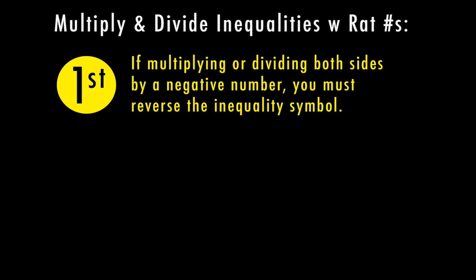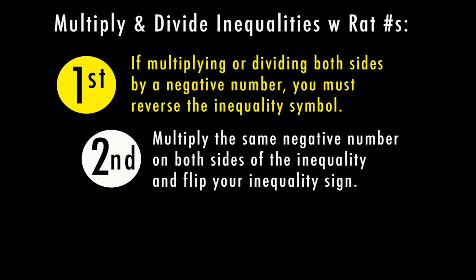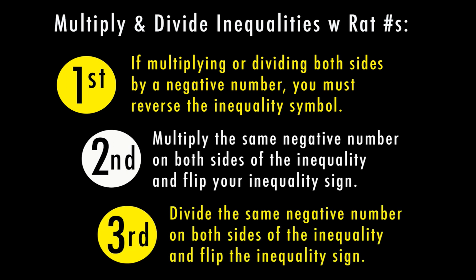So let's go ahead and recap our steps here. For our first step, if we're multiplying or dividing both sides by a negative number, you have to reverse your inequality symbol. If we're using the multiply property and multiplying both sides by the same negative number, then we are going to flip our inequality sign. And if we're dividing the same negative number on both sides, we're going to also flip the inequality sign.